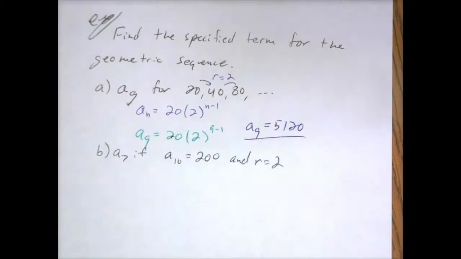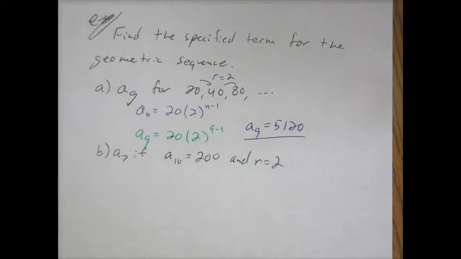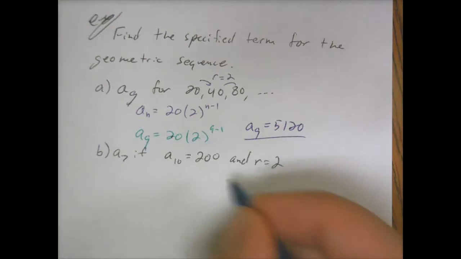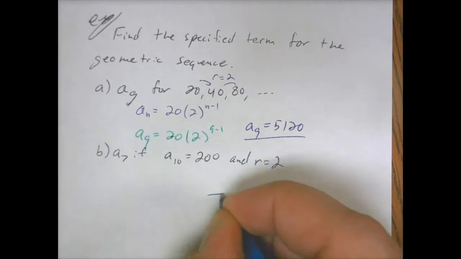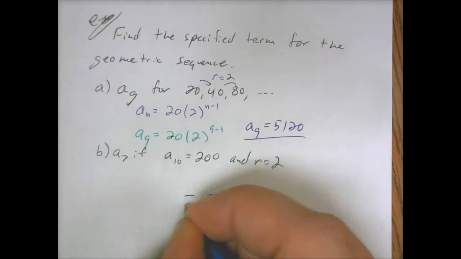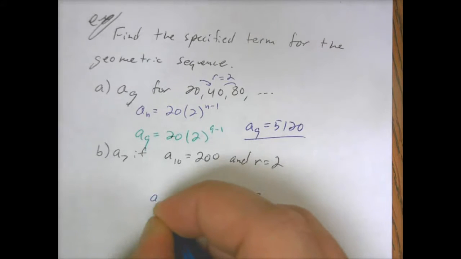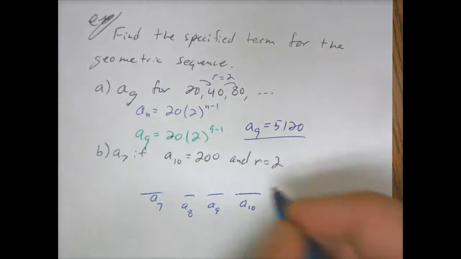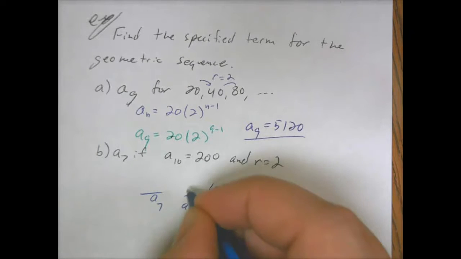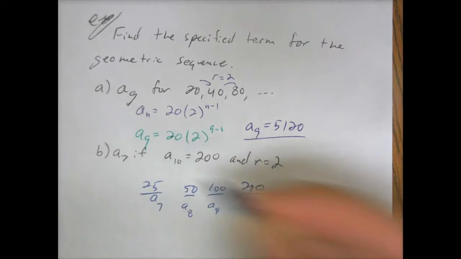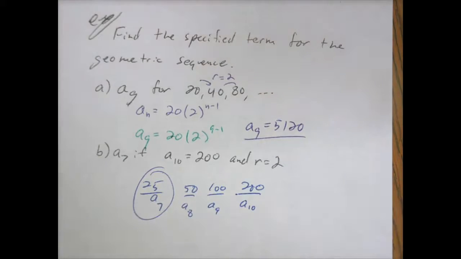Okay, the next one is asking us for a sub 7, and it's giving us that a sub 10 is 200 and the rate is 2. Well, if I have a sub 10 already, I could find a sub 9 and a sub 8, and a sub 7 would be simple to find. So if I have 200 and it was multiplied by 2, if I divide by 2, that's 100, then that's 50, then that's 25.